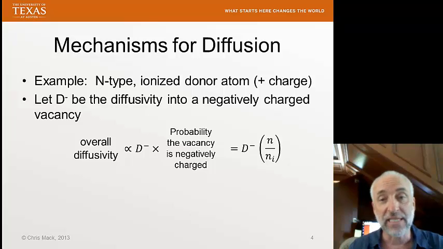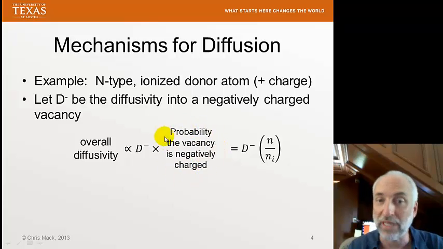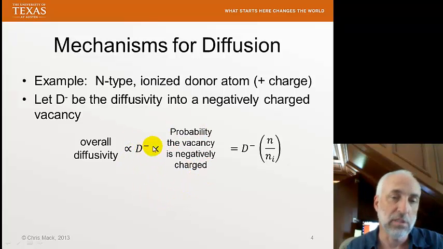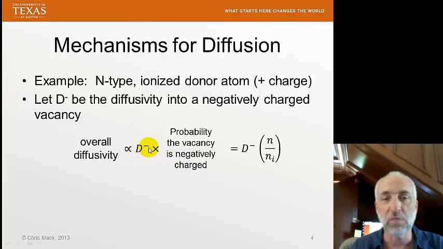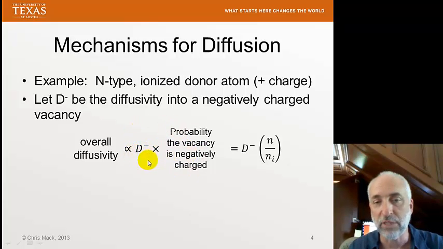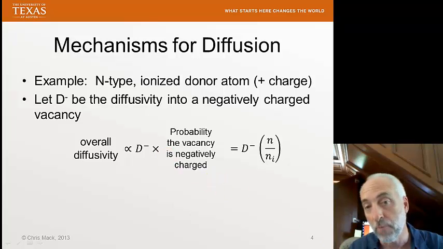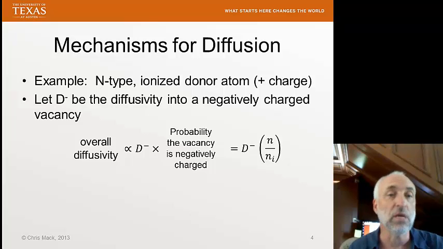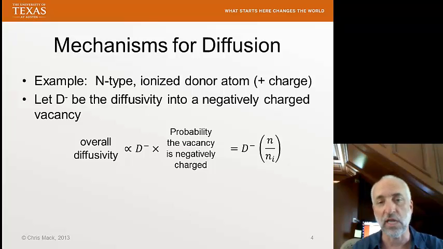What we'll say is that the overall diffusivity, the thing we're looking for overall, is this D- constant multiplied by the probability that that particular vacancy is negatively charged. If it's a very low probability, then it's not going to have much chance. Even if D- is high, we're not going to have much chance of that diffusion occurring. But if there's a high probability that the vacancy is negatively charged, then this is going to be a mechanism of diffusion. So what is the probability that a vacancy is negatively charged?